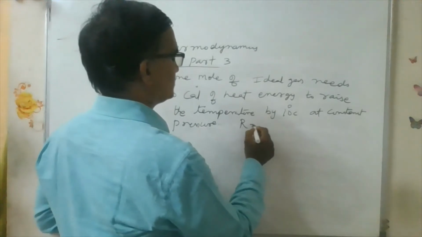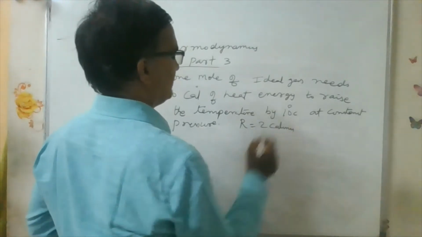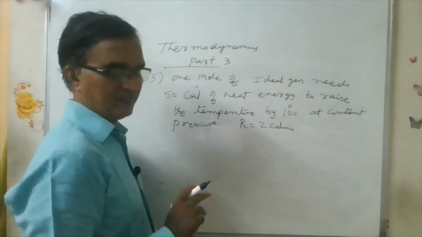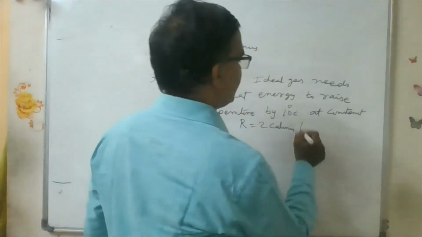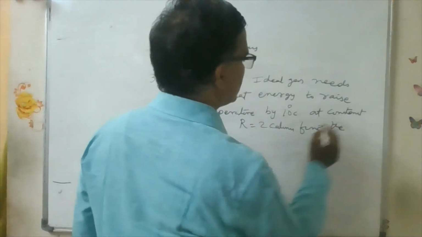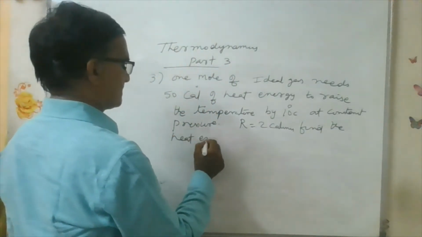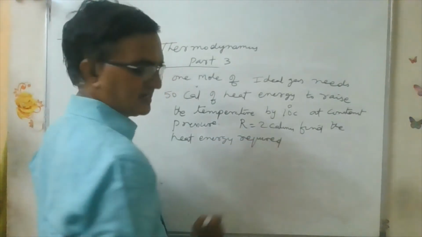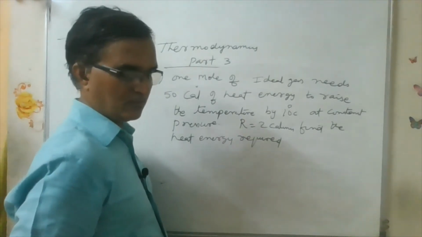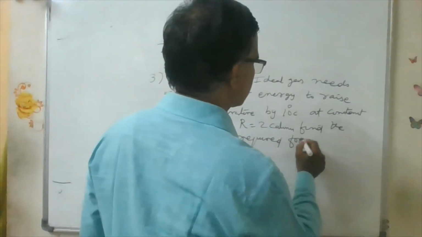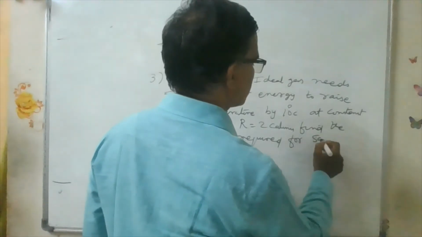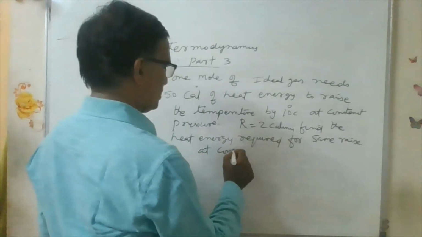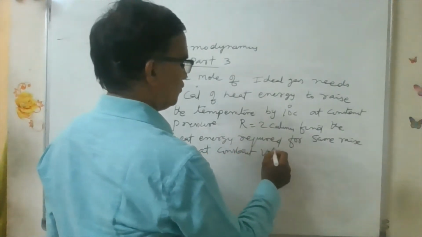Here R is equal to 2 calories, the R value is 2 calories per gram. Find the heat energy required for the same rise at constant volume.